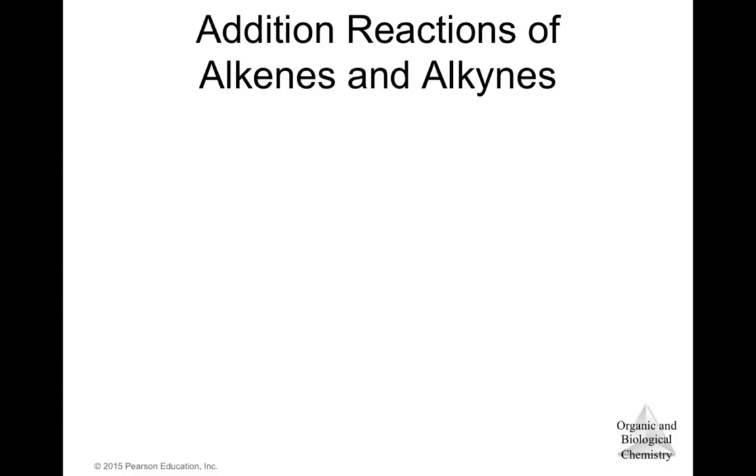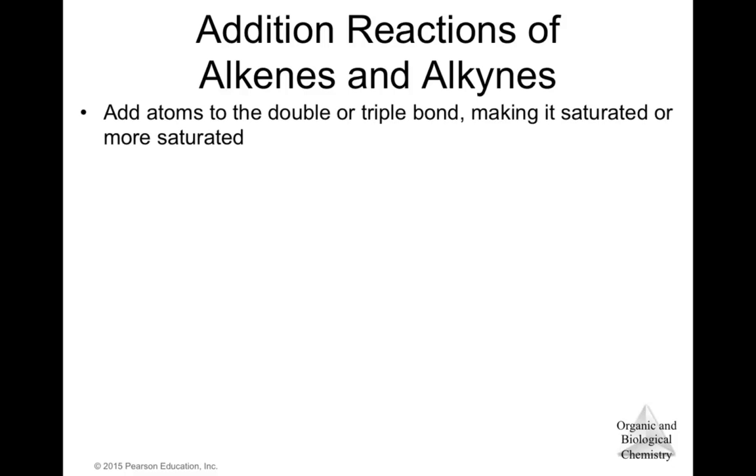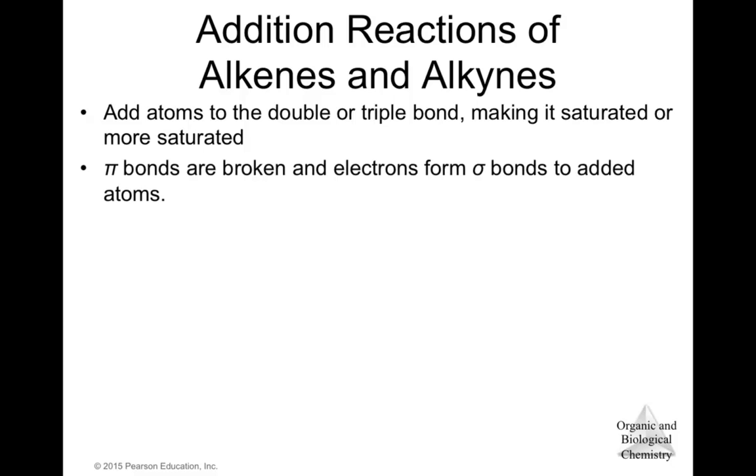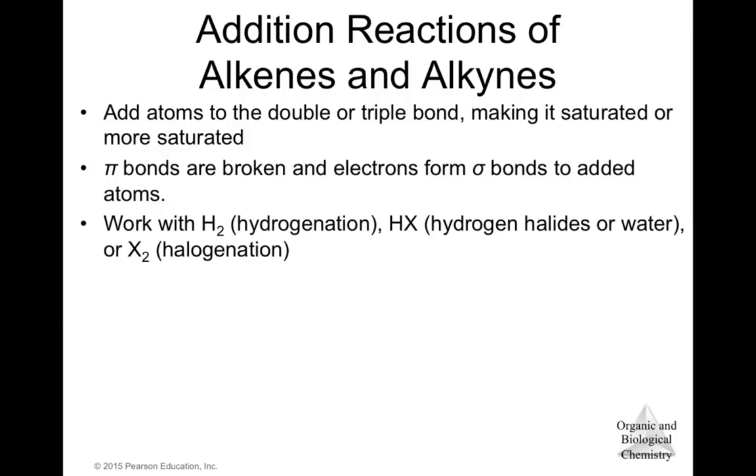Now the alkenes and alkynes, the reactions that they experience are addition reactions. In addition reactions, we add atoms to the double or triple bond, making it saturated or more saturated. The pi bonds are broken and electrons form sigma bonds to the added atoms. Most of the addition reactions are known as hydrogenation, where we add hydrogen, hydrogen halides or water, and halogenation.